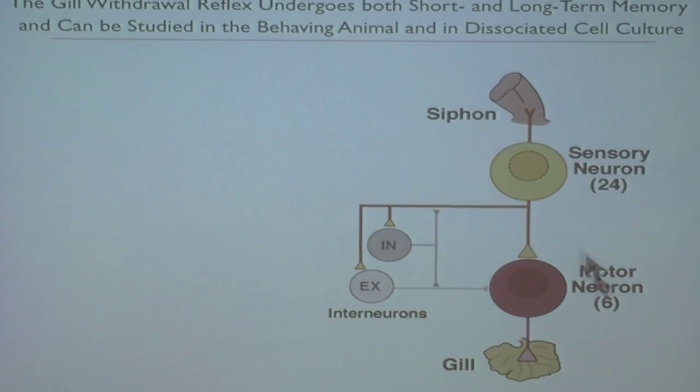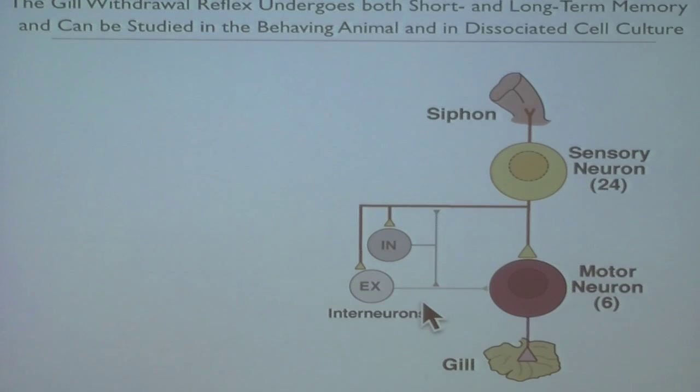The neural circuit of this behavior is quite simple. 24 sensory neurons that pick up directly from the siphon skin make connections to 6 motor neurons that move the gill. So it's direct monosynaptic connection that mediates most of the behavior. But there's also a side pathway of inhibitory and excitatory interneurons.